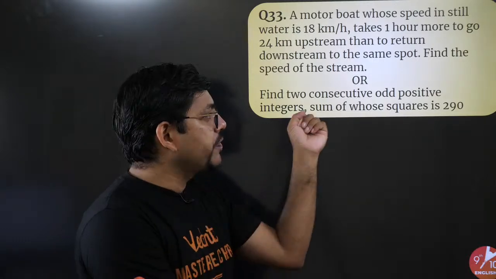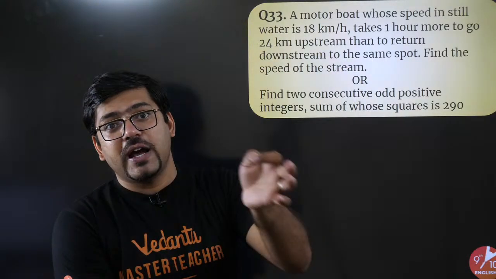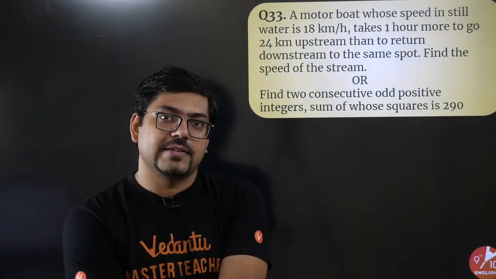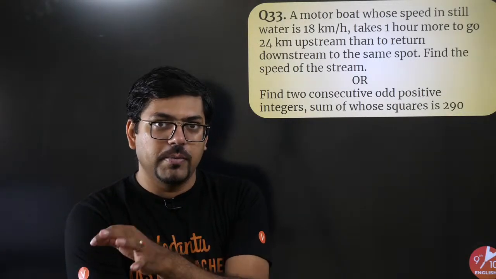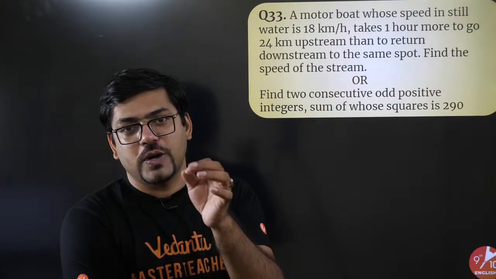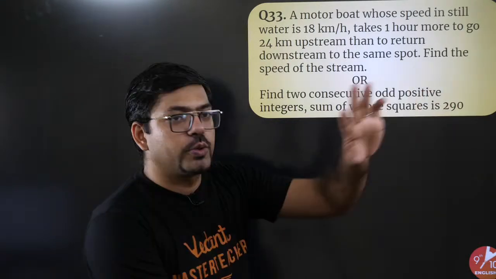So the sum of squares means x square plus (x plus 2) whole square. That is what we will be doing. So x square plus (x plus 2) whole square is equal to 290.